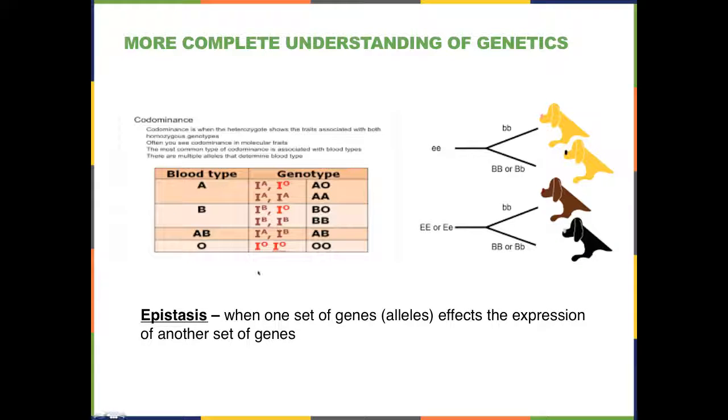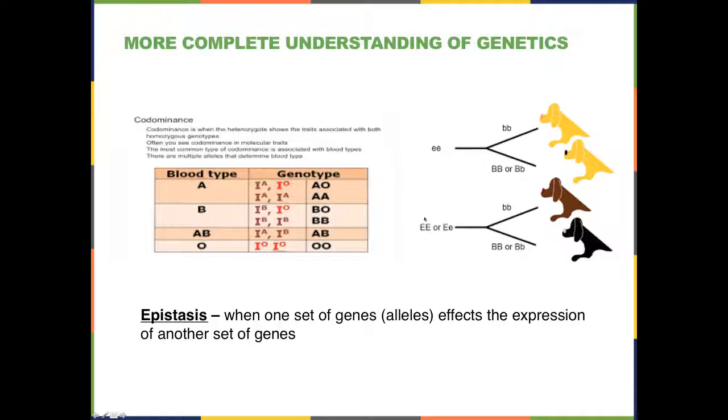Now, epistasis is when one set of genes actually affects the expression of another set of genes. So here we have one set of genes, and then this is the second set of genes. Let's just say that this set of genes affects the coat color of this dog, and this set of genes affects the nose color. What you see here is if the dog is yellow, then if he has this, he has whatever color that is, and if he has either one of these, he has a black nose.